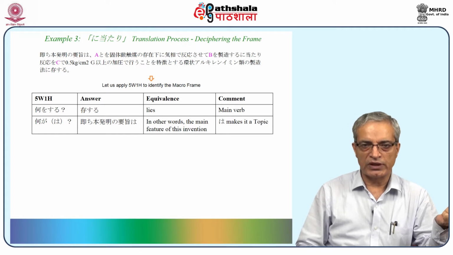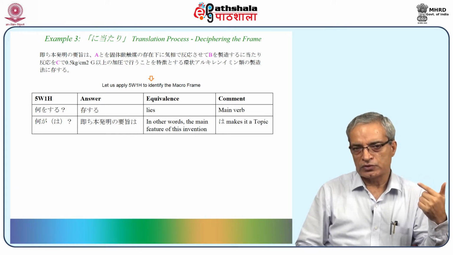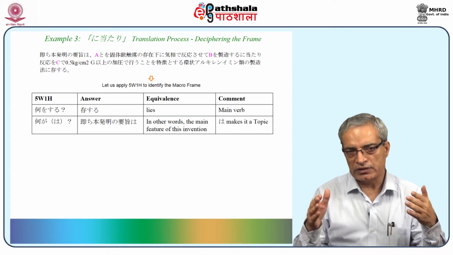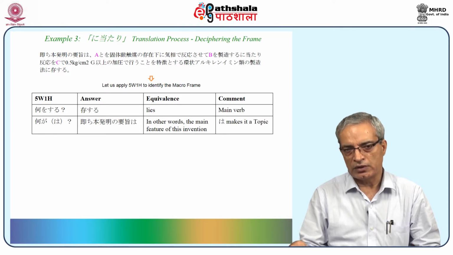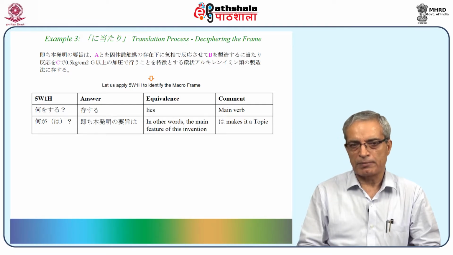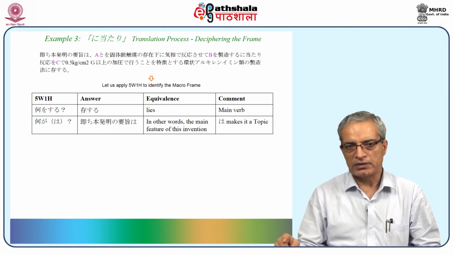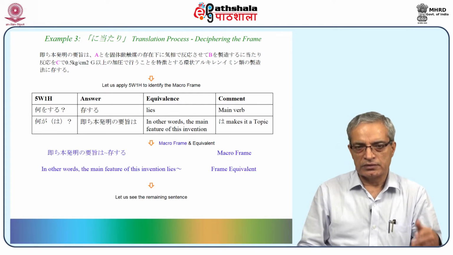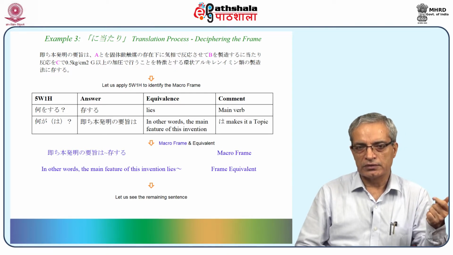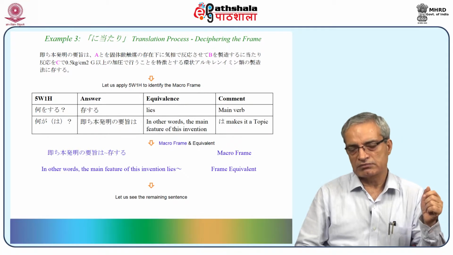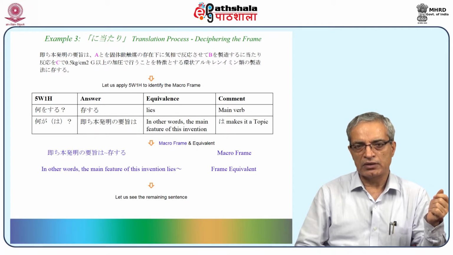Now let's go for 5W1H. Nani o suru, sonzai suru. Sonzai suru we'll have to see in the context. It means in this case lies, and this is the main verb. Nani ga or nani wa, then it is hon hatsumei no yoshi wa. So in other words is of course sunawachi. Then in other words, the main feature of this invention. So wa makes it a topic. This is the macro frame. In other words, the main frame, the main feature of this invention lies in something. Let's see the remaining part now.